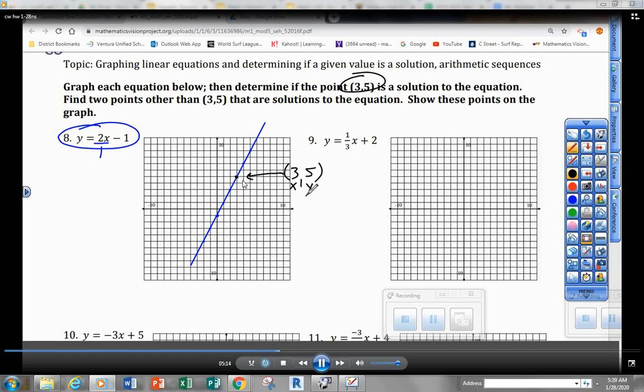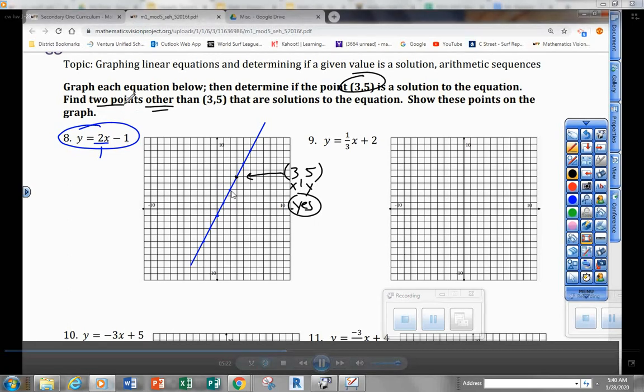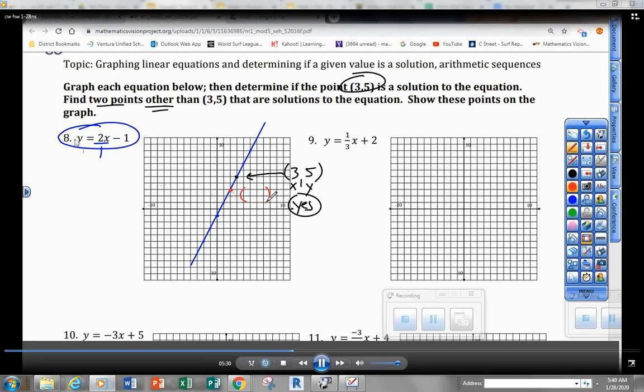Other points that are on that line that are solutions to that equation, pick any of them. I'll pick this first one right here, which looks like the point 2 for x, 3 for y. And again, if I plug in 3 right here and 2 right here, it will give me a true statement. 3 equals 4 minus 1, that's true. Another point right here, (1, 1). Another solution point. Plug in 1 here, will give me 1 equals 2 minus 1. That's another true statement. Any point on that line is a solution to that equation right there.